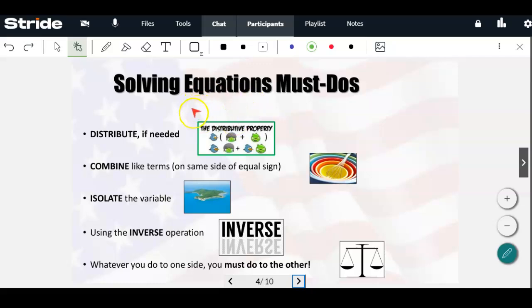All right, just a reminder here, you've got the equations must do. You use the distributive property first. You combine like terms. Isolate that variable, use the inverse operation, and make sure you always balance that equation. What you do to one side, you have to do to the other.